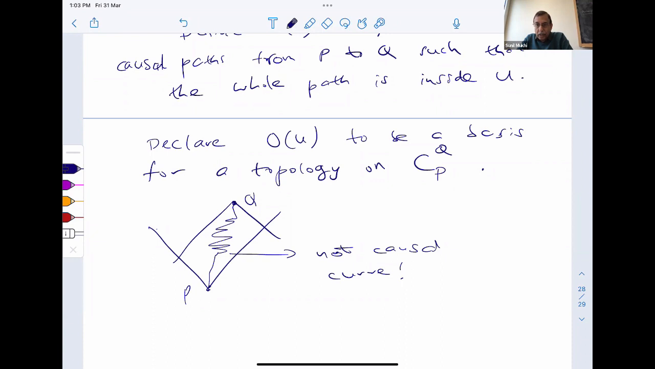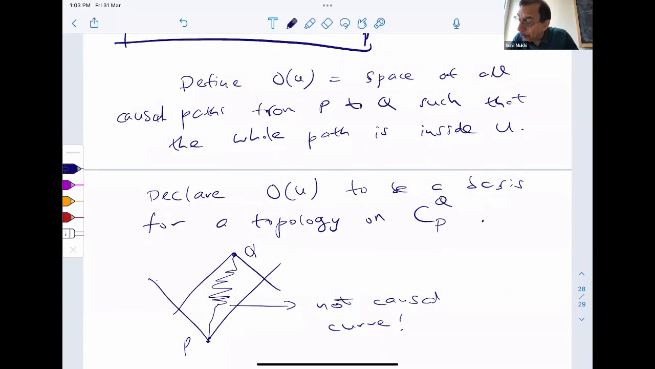Okay. Basis has to span all the paths in CPQ. Yes. And O of U will span all of them. O of U may exclude some causal paths, but there'll be another U, right? So O of U, okay, as U, I should have said this, but I thought it was clear. Okay, let's just do this. I'm glad you're asking. These things, it's always best to clarify.